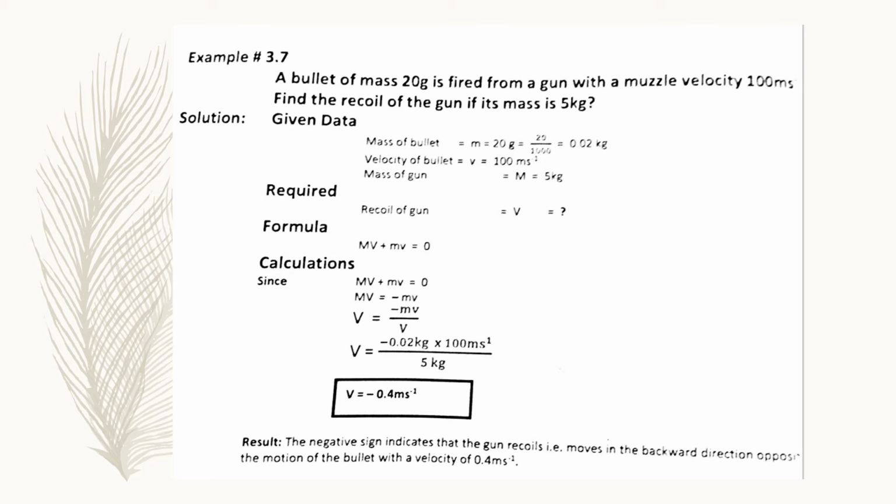By putting the values in this formula, we get velocity of gun is equal to minus 0.4 meter per second. Here the negative sign indicates that the gun recoils. It means the velocity of bullet and velocity of gun are in opposite directions. So the negative sign indicates the opposite directions of both bodies. The final answer is V is equal to minus 0.4 meter per second.